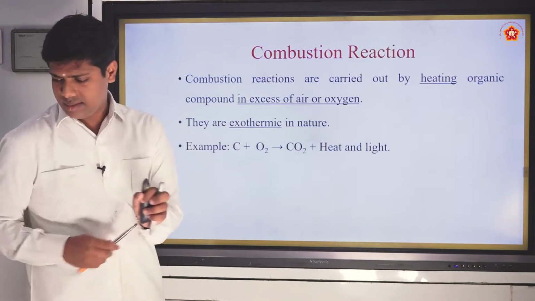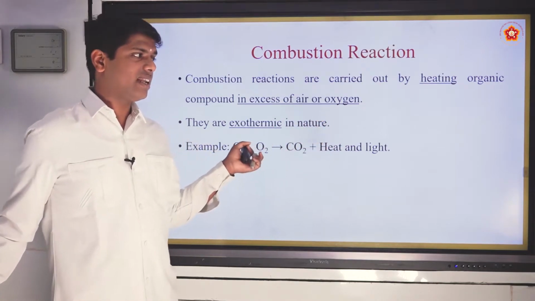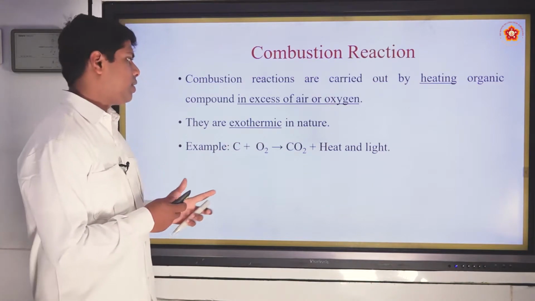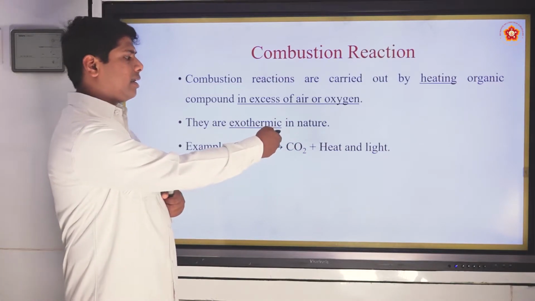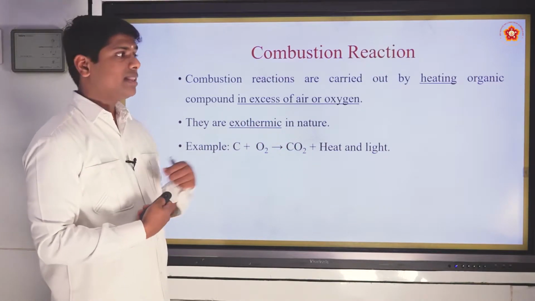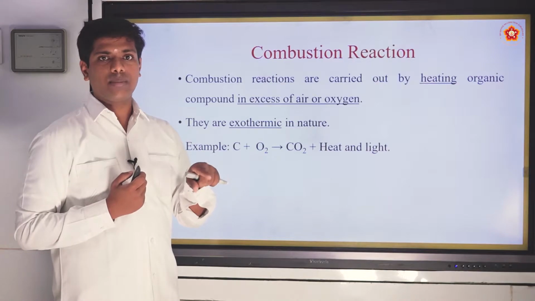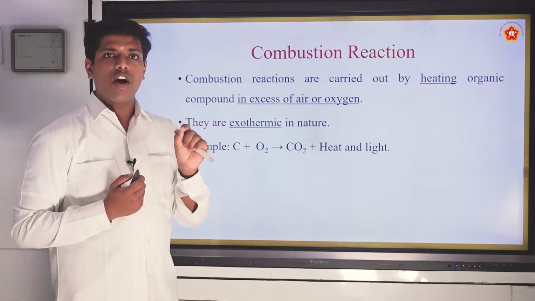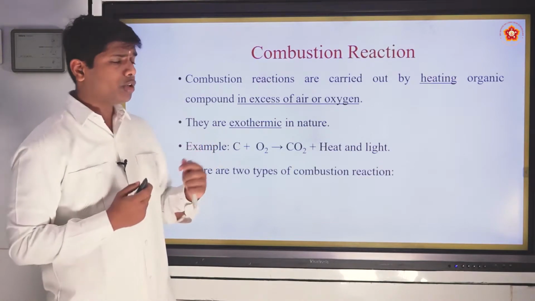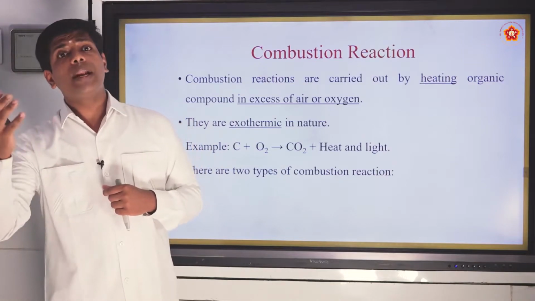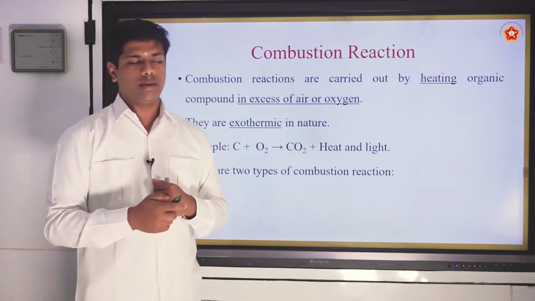The general equation is C plus O2 gives CO2 plus heat and light. It is a general example of a combustion reaction where carbon reacts with oxygen to give carbon dioxide, with heat and light. You have to remember this. Combustion reaction means it takes place in the presence of oxygen. That is the keyword. Next, there are two types of combustion reaction: one is complete combustion and the second is incomplete combustion.